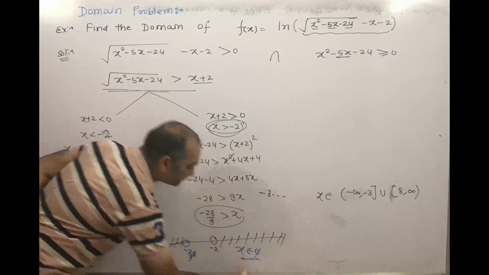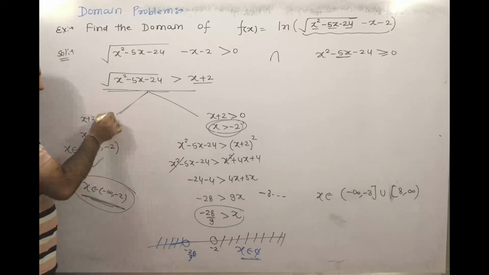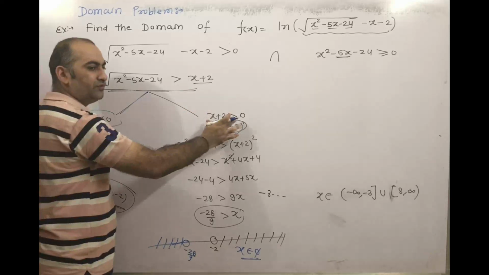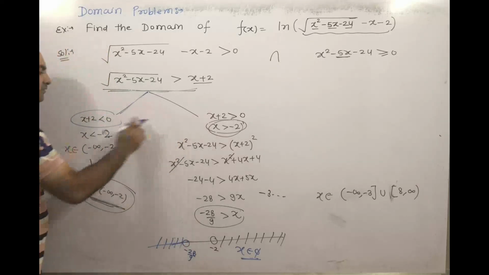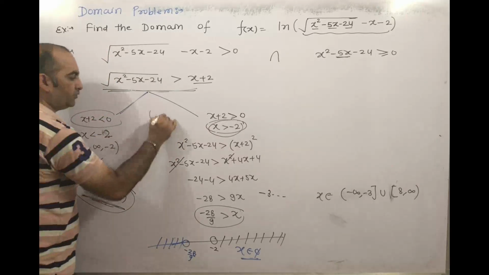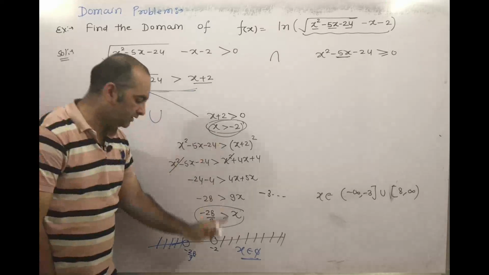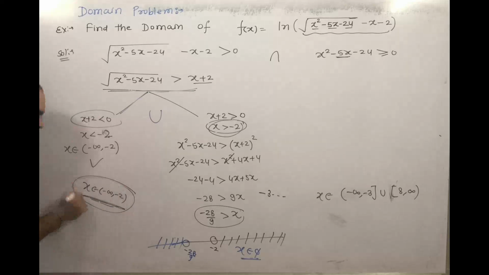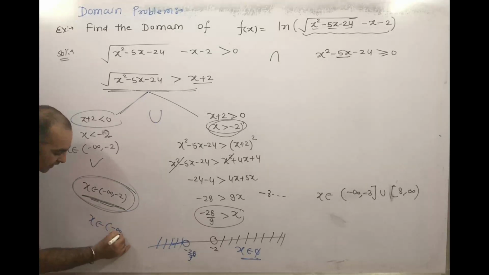Next thing we will check: we have separated this equation into two cases, this one and this one. Whenever you separate into two different cases, then in these two we will take union. So this one solution we got, and this one solution we got empty set. If you take union of these two, only this will come. So from here the solution will be x belongs to minus infinity to minus 2.